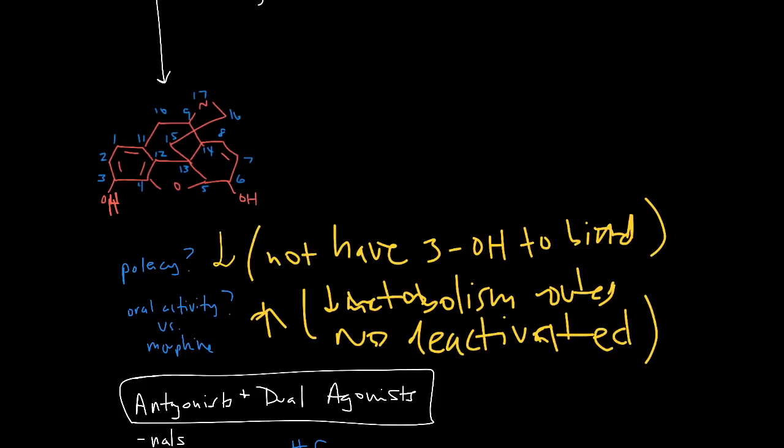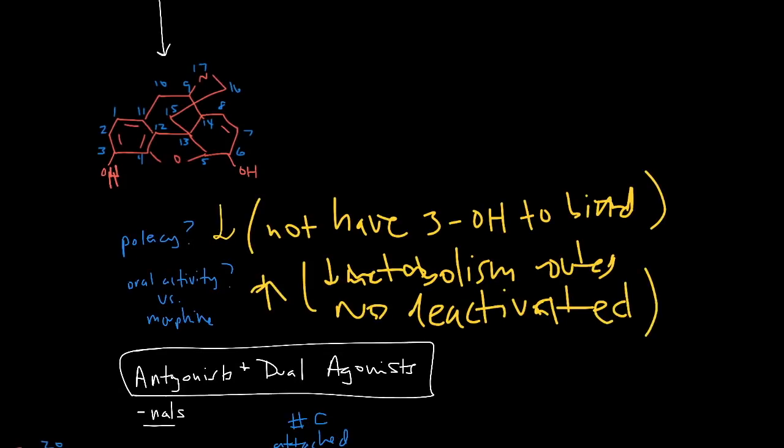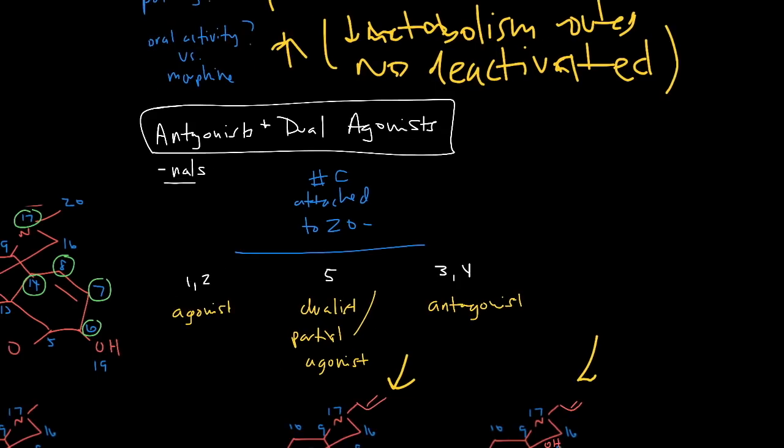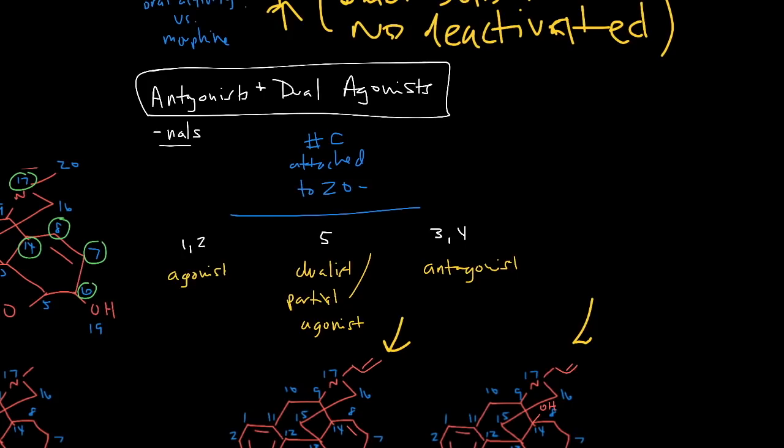These don't. The codeines don't. They have the OCH3, the methoxy groups. Your antagonists and your dual agonists are your NALs. 1, 2 carbons to the 20 position, or after the 7th position nitrogen, are your agonists. Your 5 carbons are your dual or your partial agonist, and your 3 carbons or your 4 carbons are your antagonists.